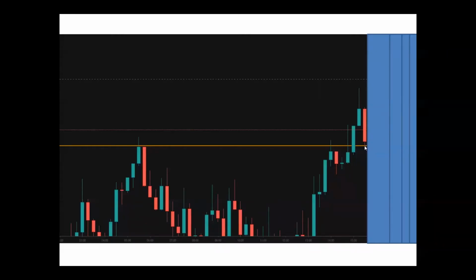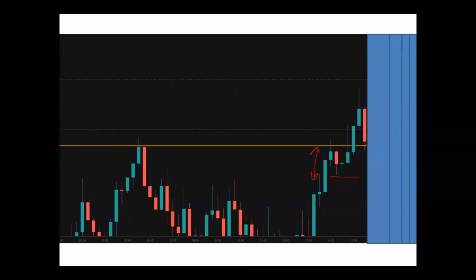Because if you're entering here, where's your stop loss, right? Where's your stop loss? You can say that, okay, maybe my stop loss is down over here. And this is a huge stop loss, man. Like, look at this. You have no confirmation. This is a huge stop loss. So you're waiting.